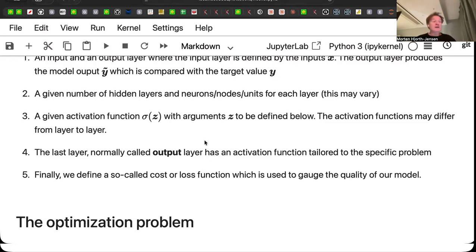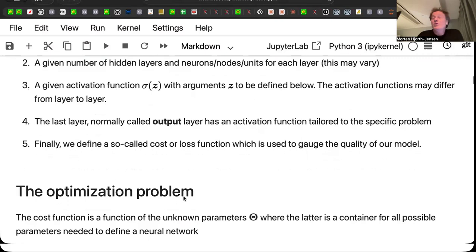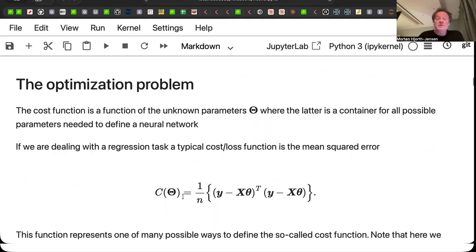Then, if you are dealing with a typical regression problem, where you want to produce one output value, then typically the output layer does not have any other activation function than just spitting out the value from the last node. And finally, you need to define a cost function or loss function, which is used to gauge the quality of the model. Then when you have set up the architecture of the network, you have the optimization problem itself.